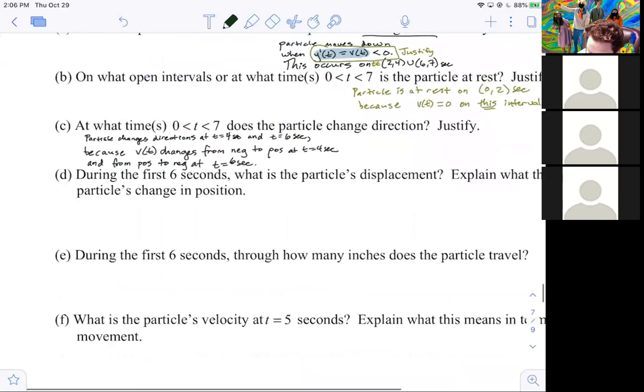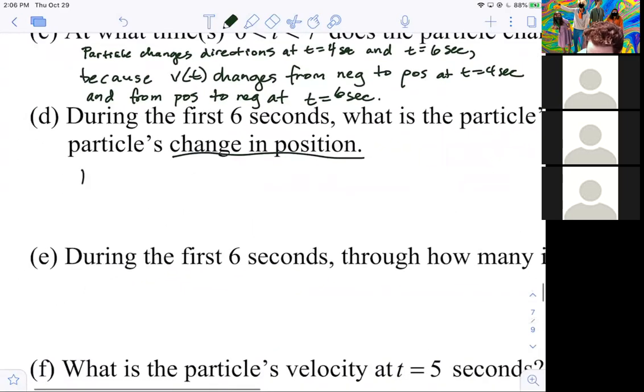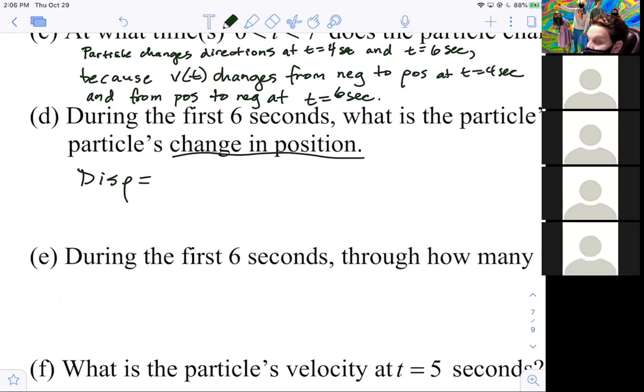Explain what this means in terms of the particle's change in position. Okay, so displacement, I'm going to call it disp. It's final minus initial position, right? Final position minus initial position. Displacement is a vector, so the sign does matter. You leave the sign. And that's why you always have to do final minus initial. So I'm going to write it out like this: y of 6 minus y of 0. That would earn you points right there for the setup.